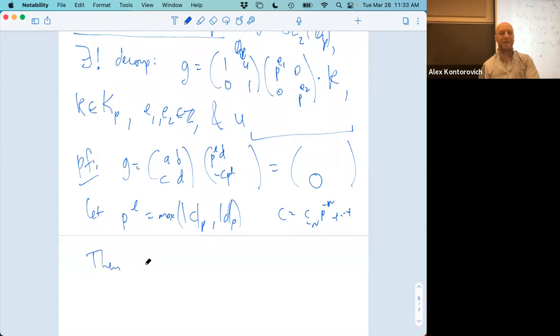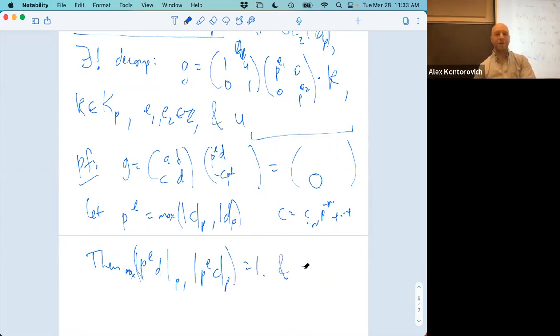Then, exactly, P to the L times D, well, then the max of the p-adic norm of this and this is 1. So these are both in ZP, and at least one of them is a unit, is invertible.